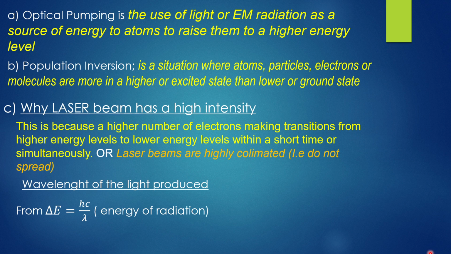Since energy is neither created nor destroyed, delta E will be hc all over lambda, which is the energy of the radiation, where lambda stands for the wavelength of the radiation, h stands for the Planck constant, of which I've done a video already, and c stands for the speed of the radiation. So we calculate. This implies that lambda equals hc all over delta E.